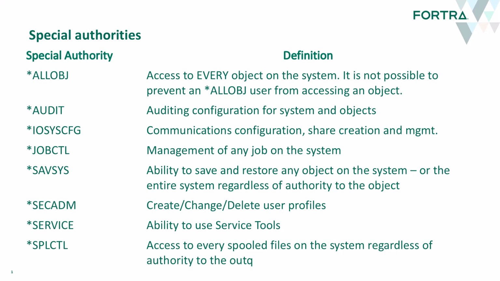So with job control, you can run jobs out of the job scheduler, change jobs on the job scheduler, and end any job that is actively running on the system. *SAVSYS is a unique one where it actually can allow for the exfiltration of data. Because with *SAVSYS, you can save any object on the system, whether you have authority to it or not. And then you can take that object off the system, restore it to another system, and now everything you've restored, you likely are going to have access to.